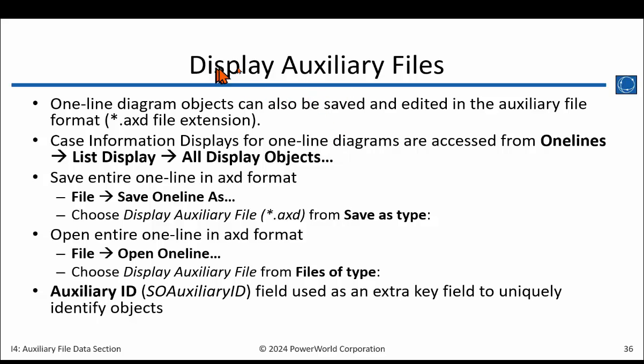The concept of the auxiliary file is also extended to one-line diagrams. That is called a display auxiliary file, and it has the extension AXD instead of AUX. But the syntax is very similar. It's just that instead of referring to power system model objects, it refers to one-line diagram objects. So one way we can see what this looks like is from a case with a one-line diagram open, we can save the one line to a display auxiliary file. And we can also look at what's called the display explorer. So we'll explore all of that next.